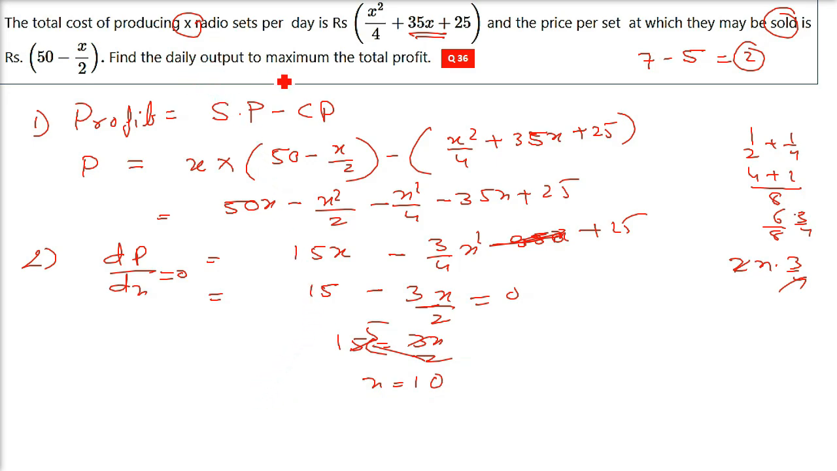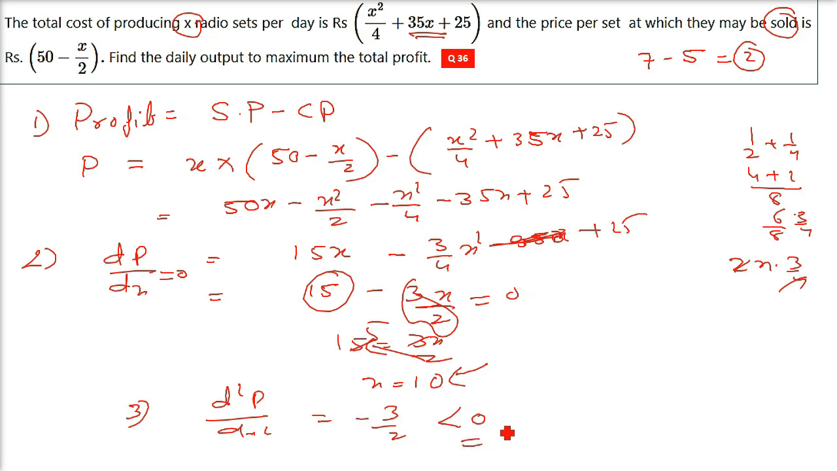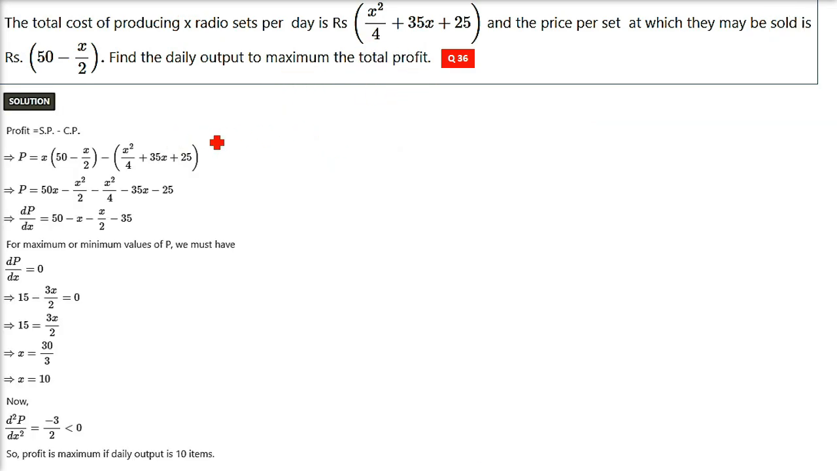So you need how many? 10 radio sets. But there is one more step. Can you guide me? What is the step? Double differentiation. You have to differentiate it again. When you differentiate it, it is going to be negative 3 by 2, which is negative, and this negative is indicating that we are talking about the maximum. So it's quite easy, but if you can recall all these things which you have learned earlier, it will be pretty easy.